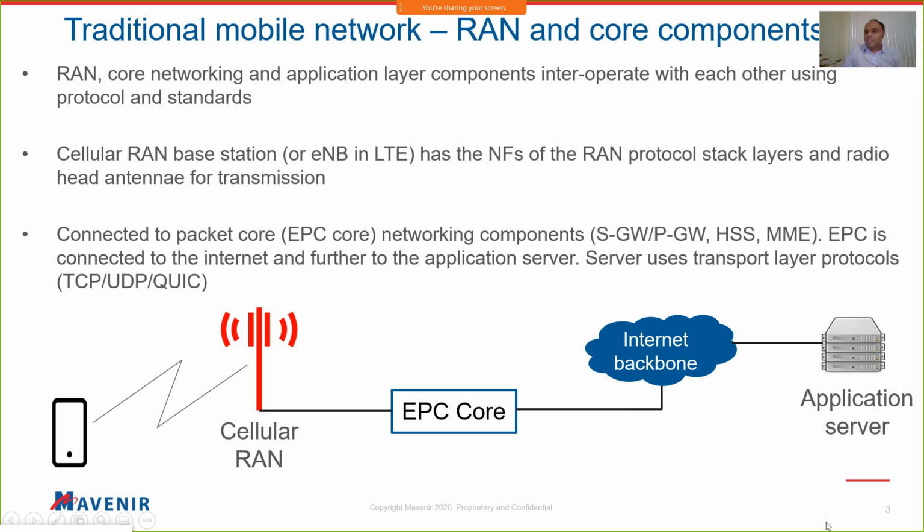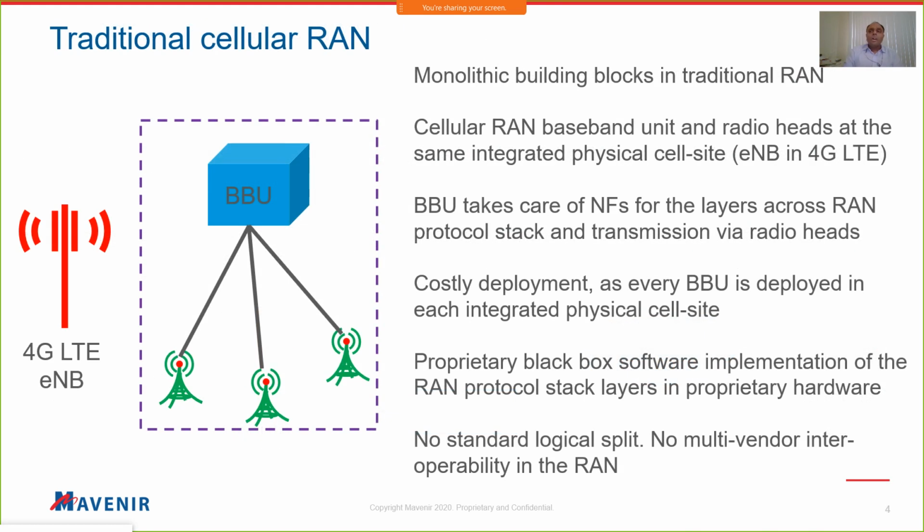The application server can be something like Netflix, Amazon, Facebook, etc., and they have protocols like TCP, UDP, QUIC in order to transmit streams of data to the subscribed user equipment. Now, the traditional cellular RAN in the mobile network is a monolithic building block. What does it mean? It means that the cellular RAN baseband unit as well as the radio heads are integrated in the same physical cell site. The baseband unit takes care of the network functions of the protocol stack, and the radio frequency signals are transmitted via the antennae in the radio units.